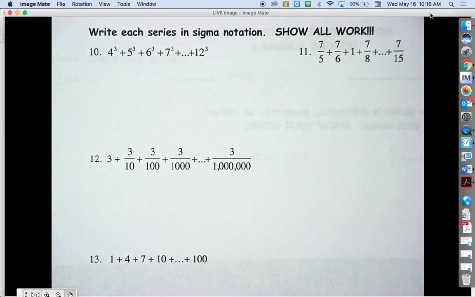Looking at number 10, the directions say to write it in sigma notation. Got to show some work here. Number 10 says 4 cubed, 5 cubed, 6 cubed, 7 cubed, all the way up to 12 cubed. Is it arithmetic or geometric? Sam? Arithmetic. Why? Because you're just adding one.